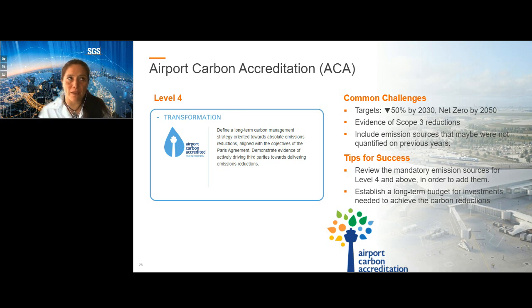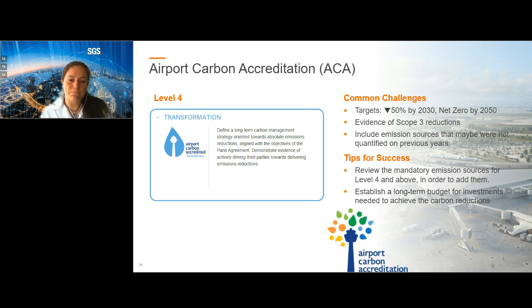So why? Because with the 1.5, you have to reduce much more very soon. But with the 2 degrees scenario, the expected reduction per year is lower. So you have to have evidence of your scope 3 reductions as well. So you need to build what is now called a stakeholder partnership plan. So you will have a partnership because you also have to see that they reduce. And one other thing is that in level 4, there's the inclusion of some emission sources that maybe were not quantified in previous years.